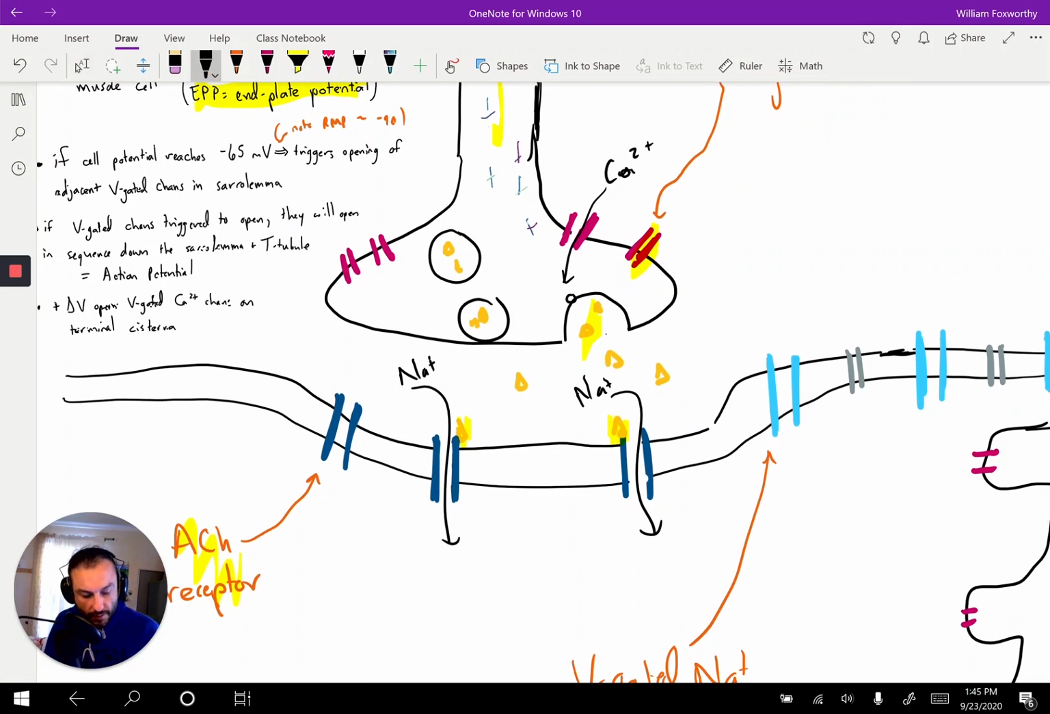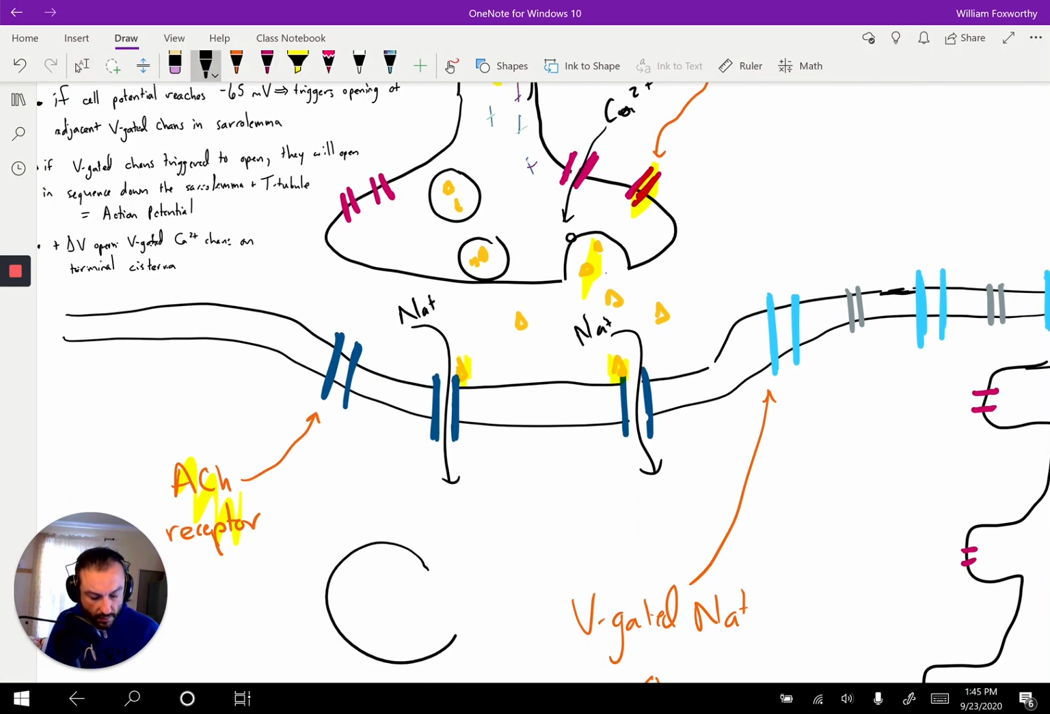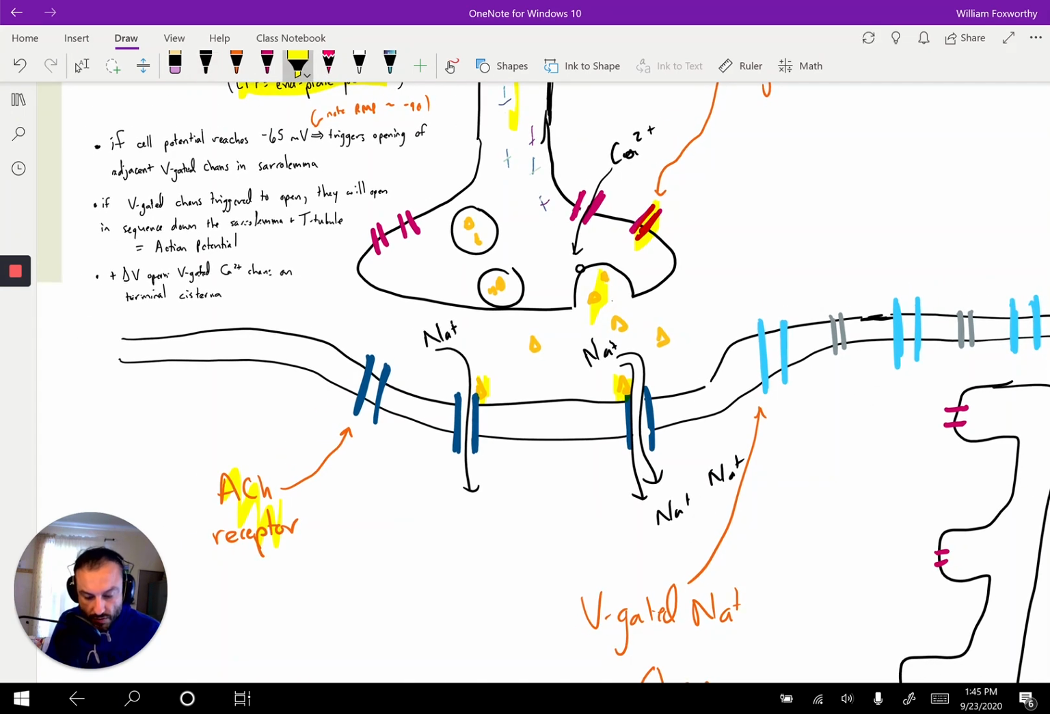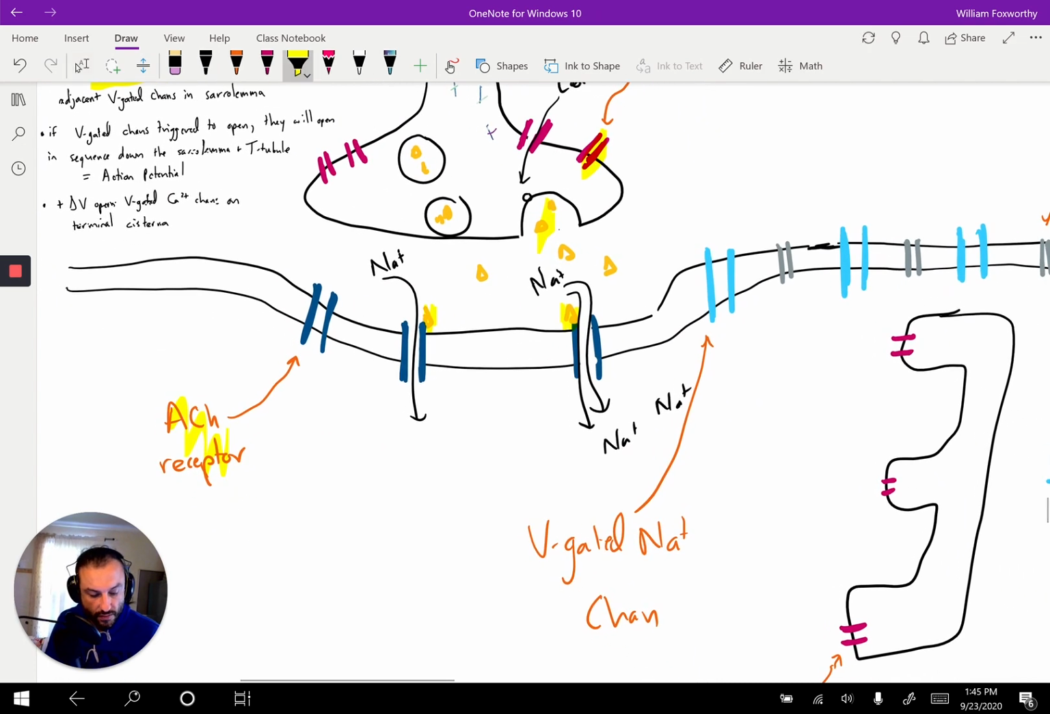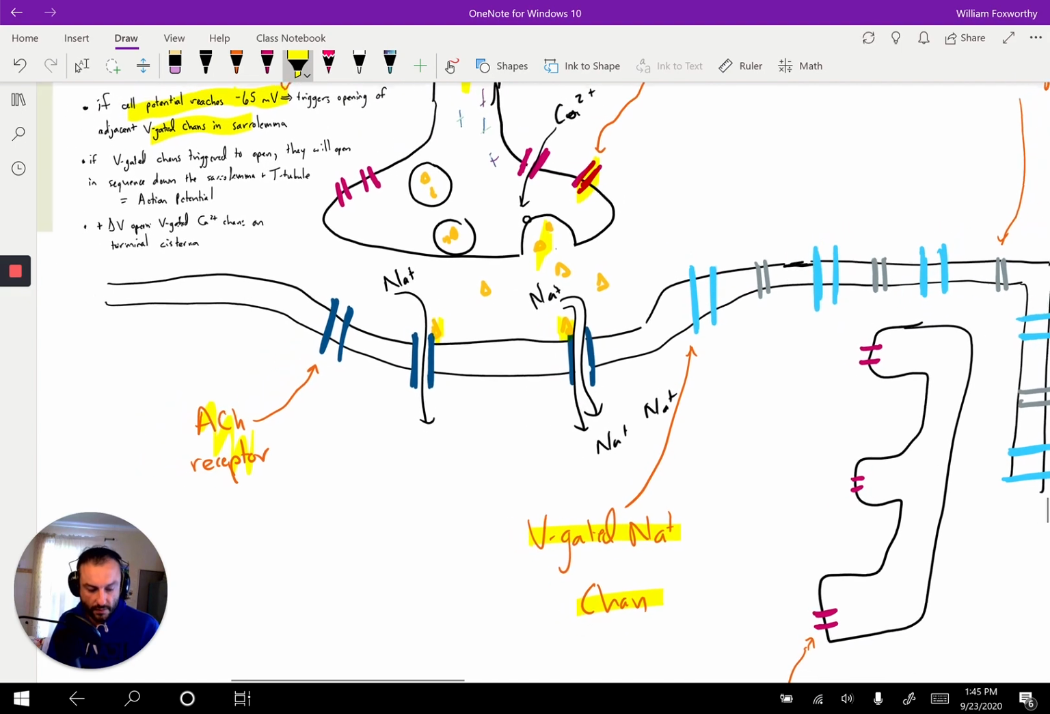Remember that at rest, this muscle is sitting here at negative 90 millivolts. So we are trying to get to a threshold value of negative 65. Although it's a negative value, it's more positive than where the cell normally sits. So if you release enough acetylcholine and you have the entry of enough sodium, which is going to occur when your cell potential reaches negative 65, that's going to trigger the opening of these voltage-gated sodium channels all down the sarcolemma.